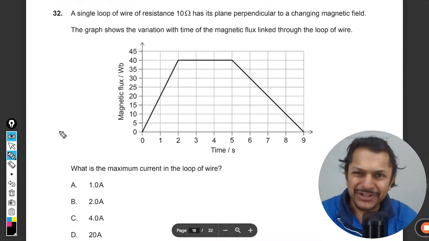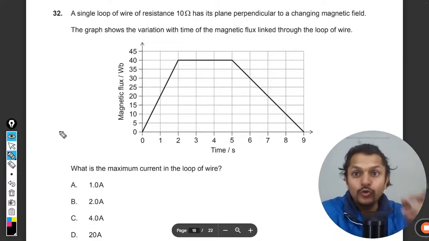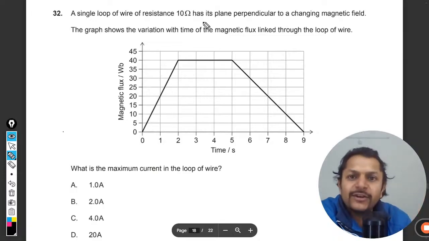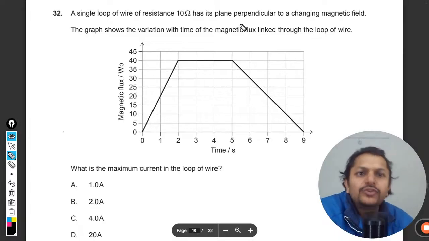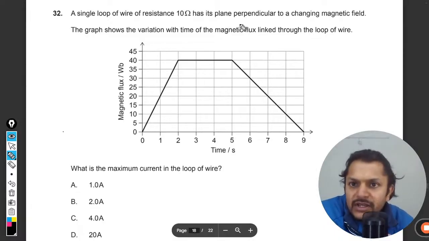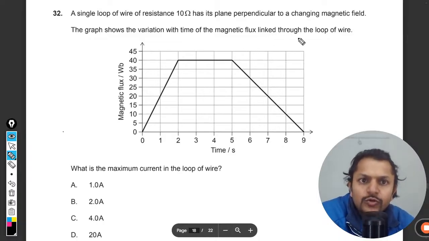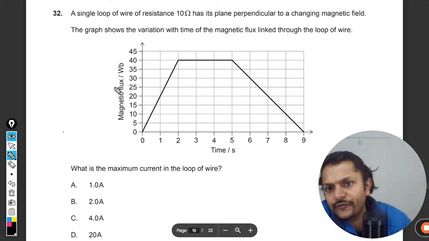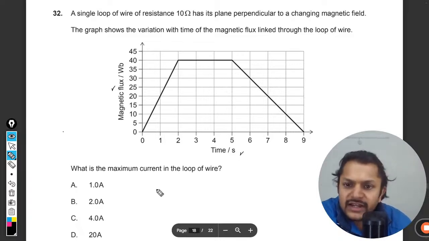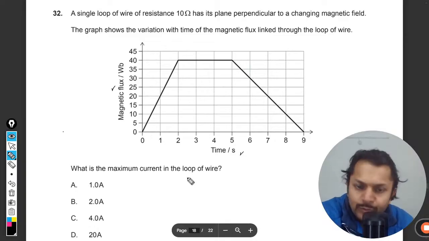Okay, let's see what is there in this question. A single loop of wire of resistance 10 ohm has its plane perpendicular to the changing magnetic field. The graph shows the variation with time of the magnetic flux through the loop wire. The flux is given in Weber, and the unit here is second. What is the maximum current in the loop?